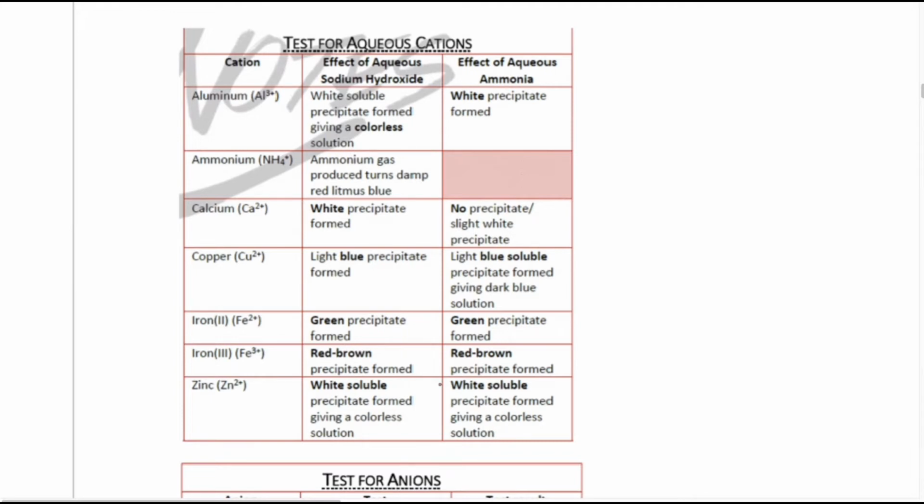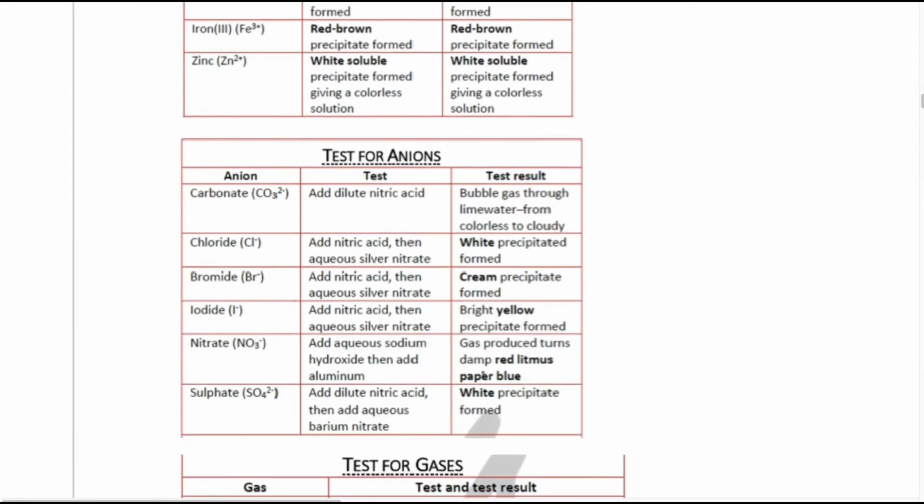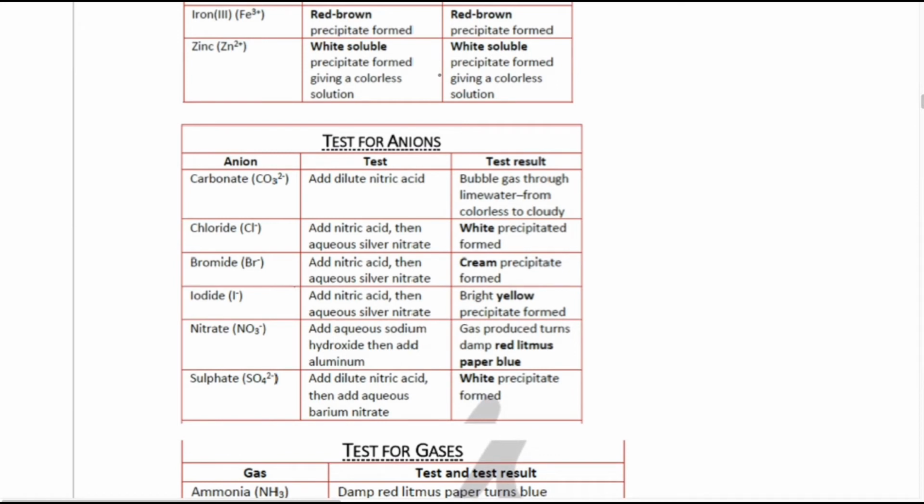So aluminum and zinc, you can identify them by using sodium hydroxide followed by ammonia. Okay, so we always need to refer back to this table when we do questions, especially paper 6. Okay, so we will refer back later when we do questions.